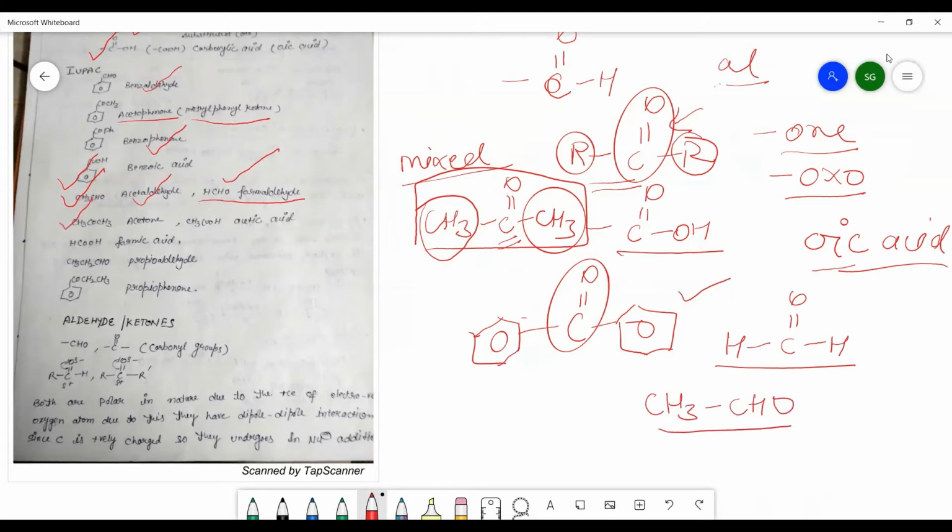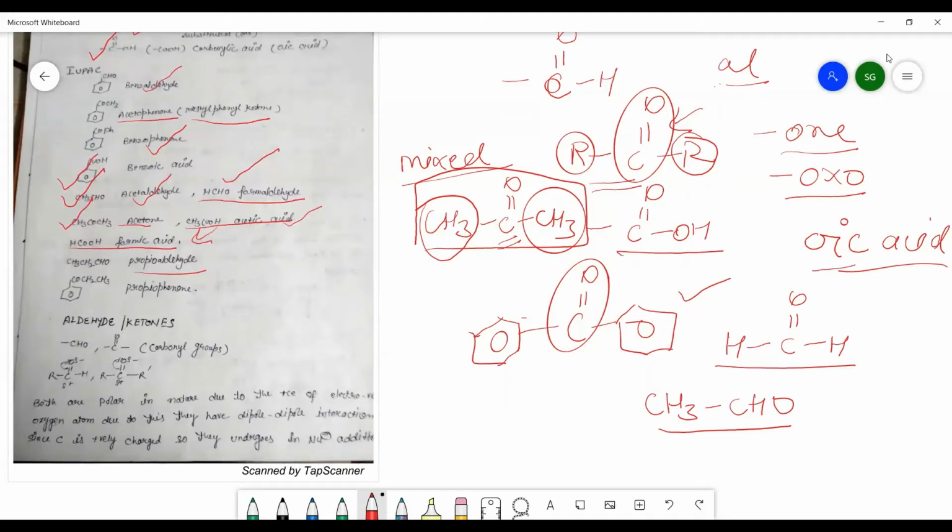Acetone, which you will use in the practical lab also, is a very good solvent. Acetone, CH3 C double bond O CH3, is a common ketone. Acetic acid, CH3COOH, is the component of vinegar. CH3COOH, acetic acid, or ethanoic acid. Formic acid, HCOOH, is present in insect bites. So it will create irritation in the human body whenever an insect bite happens.